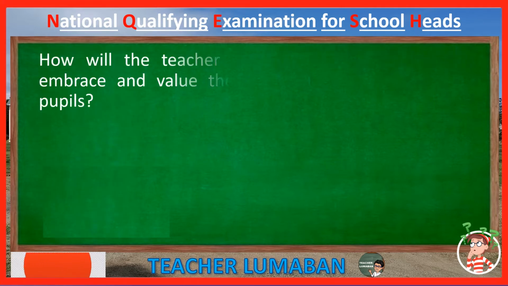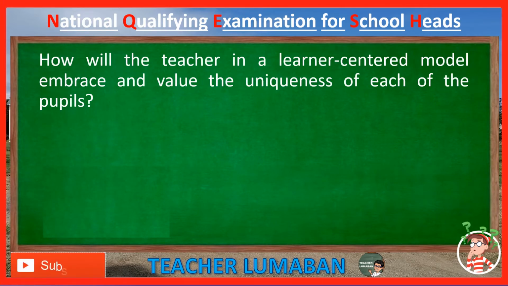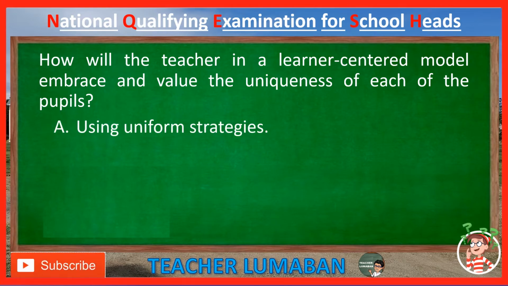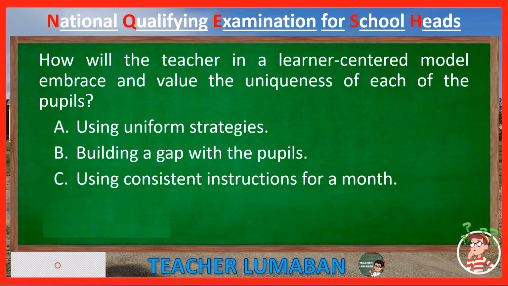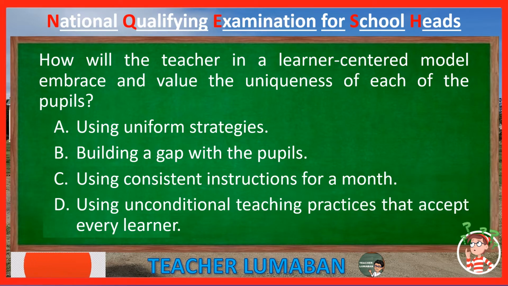How will the teacher in a learner-centered model embrace and value the uniqueness of each of the pupils? Letter A. Using uniform strategies. Letter B. Building a gap with the pupils. Letter C. Using consistent instructions for a month. Letter D. Using unconditional teaching practices that accept every learner. Choose the suitable answer based on the given choices in 5 seconds.